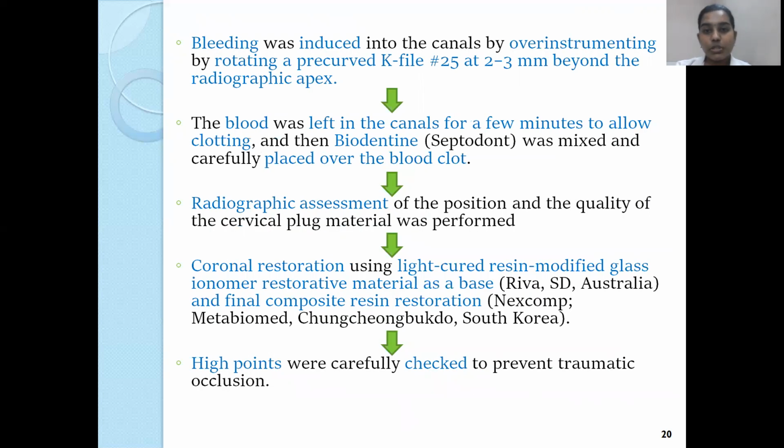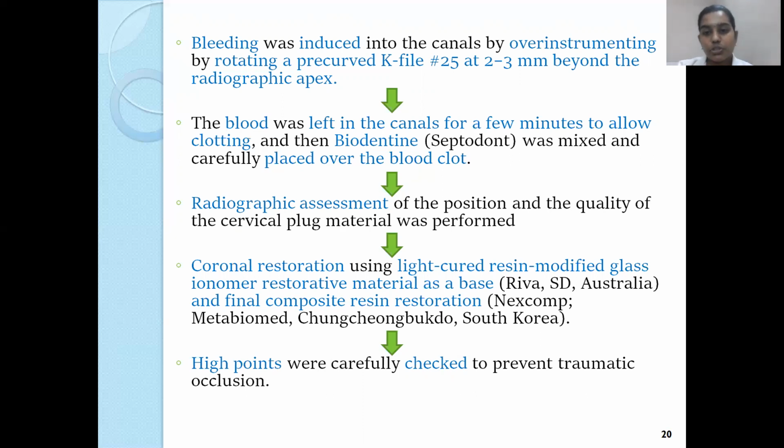Next, bleeding was induced into the canals by over-instrumentation using a pre-curved K file number 25 at 2 to 3 mm beyond the radiographic apex. The blood was left in the canals for a few minutes to allow clotting, and then Biodentine was mixed and carefully placed over the blood clot.